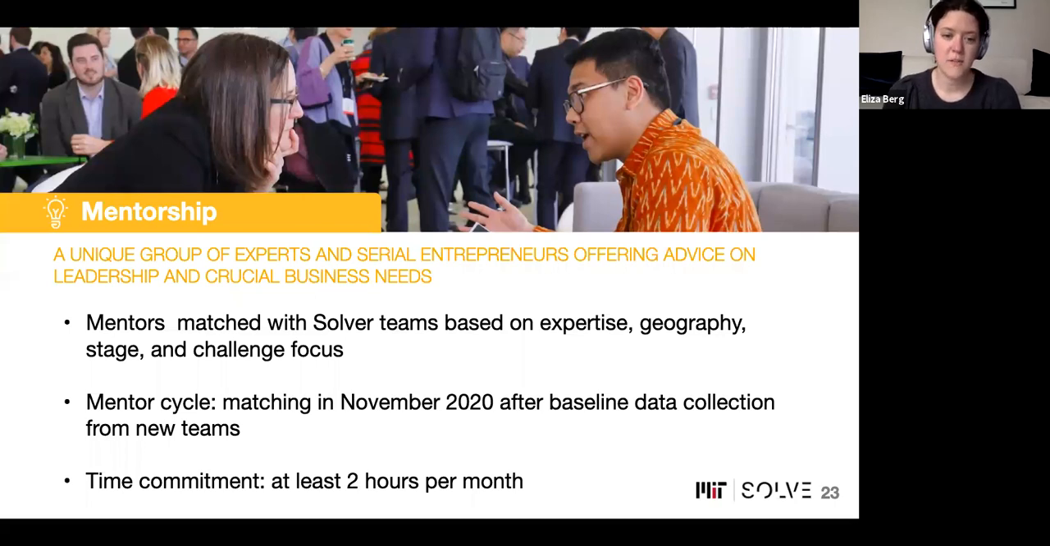For example, early childhood development is obviously a very clear focus area, but we have, as Alex mentioned, a lot of other focus areas that folks are interested in. We do this matching every November after a pretty in-depth needs analysis with the solver teams. For example, we know that One Sky really wanted some support around their technological component and thinking about scaling up their online platform to reach more caregivers with their trainings. The time commitment that we ask of mentors is at least 2 hours per month.